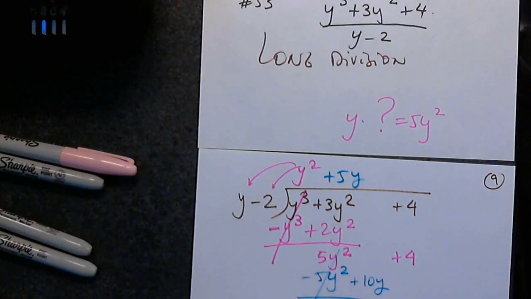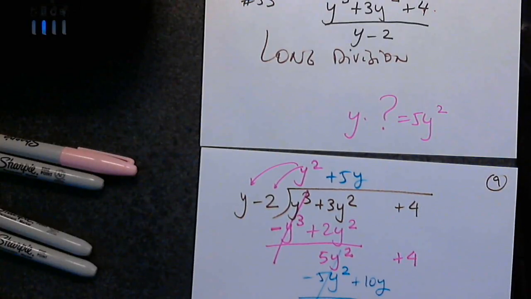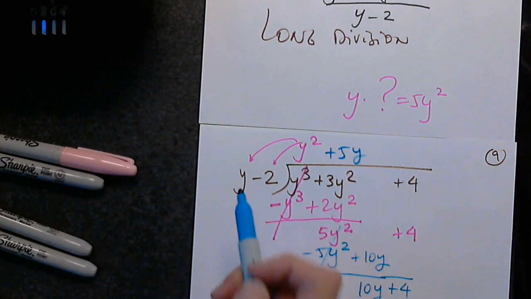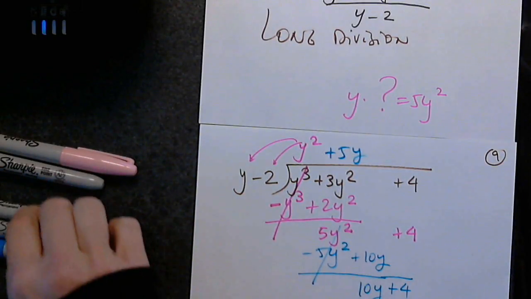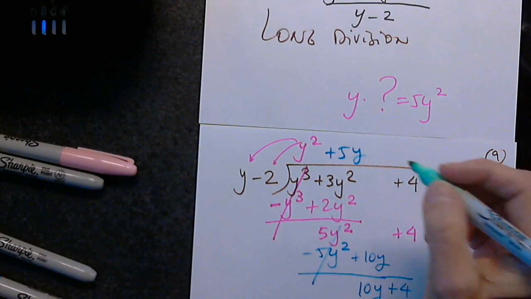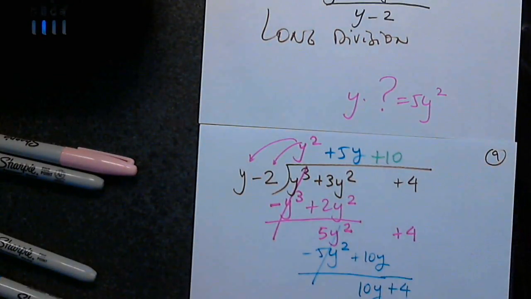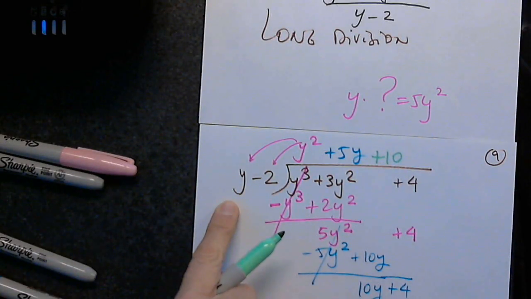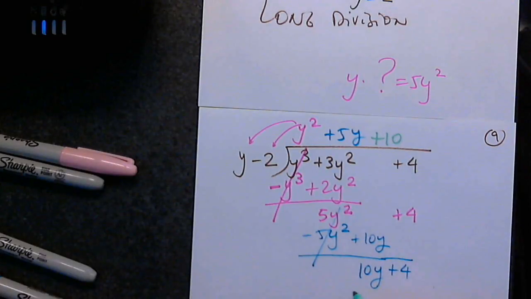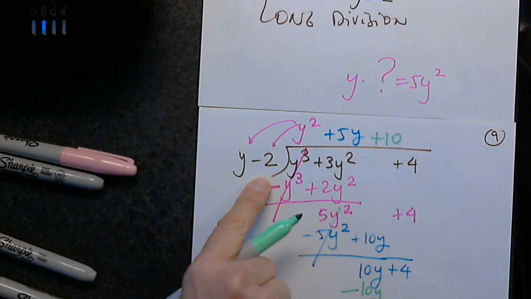Good. These two go away. I have to copy 10y and I copy 4 again. y times what is 10y? y times positive 10. Yes. Good. So now I go back, bless you. I go back with 10. 10 times y, 10y. 10 times negative 2, negative 20.